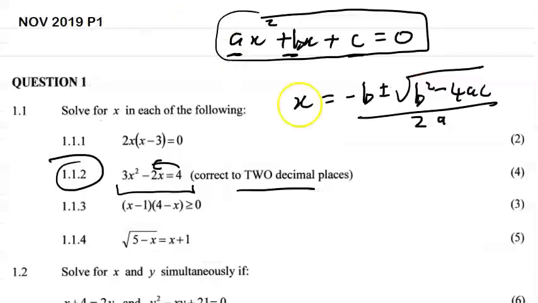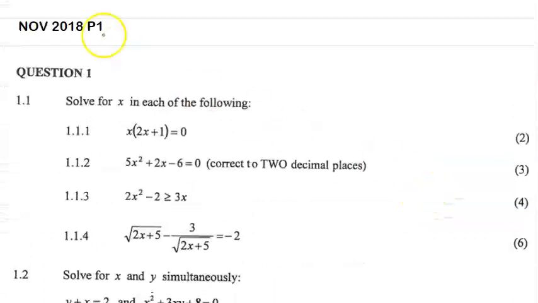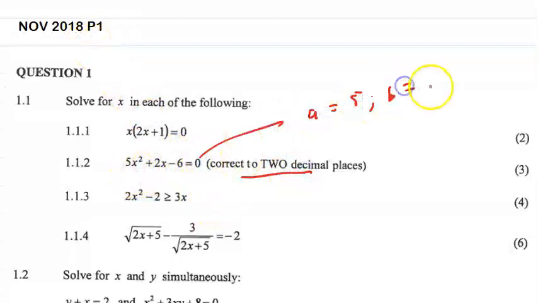So once again, learners, remember the steps are very, very important, and you can now practice with the previous years. For example, if you look at the November 2018 paper 1, once again, correct to 2 decimal places. So here you'll just say a equals 5, b equals 2, and c equals minus 6. And once again, you'll substitute into the quadratic formula and you'll be able to get your answer.